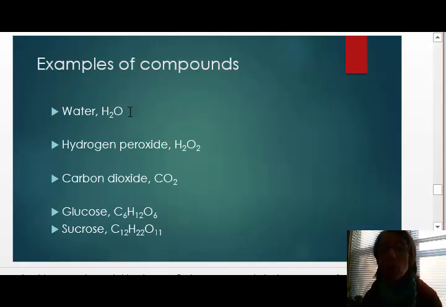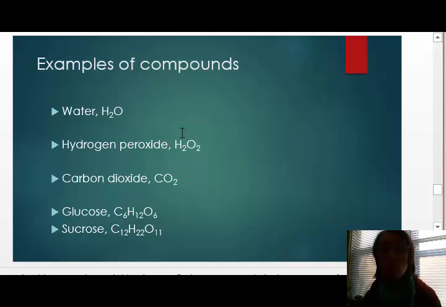Water with a chemical formula of capital H subscript 2, capital O. So there are 2 hydrogen atoms and 1 oxygen atom in each molecule of water. Hydrogen peroxide with a formula of capital H subscript 2, capital O subscript 2, meaning there are 2 hydrogen atoms and 2 oxygen atoms in each molecule.